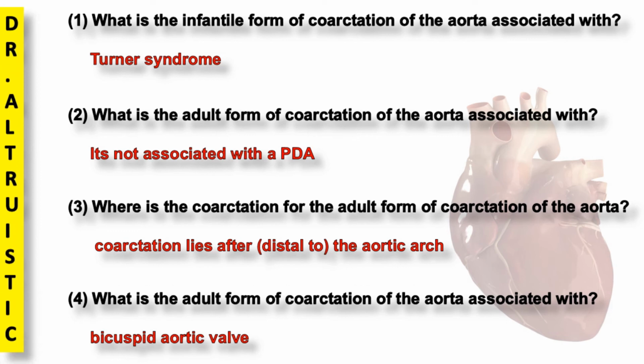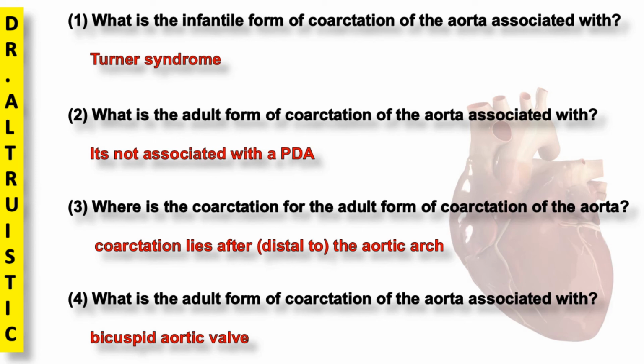1. What is the infantile form of coarctation of the aorta associated with? Turner syndrome. 2. What is the adult form of coarctation of the aorta associated with? It's not associated with a PDA.